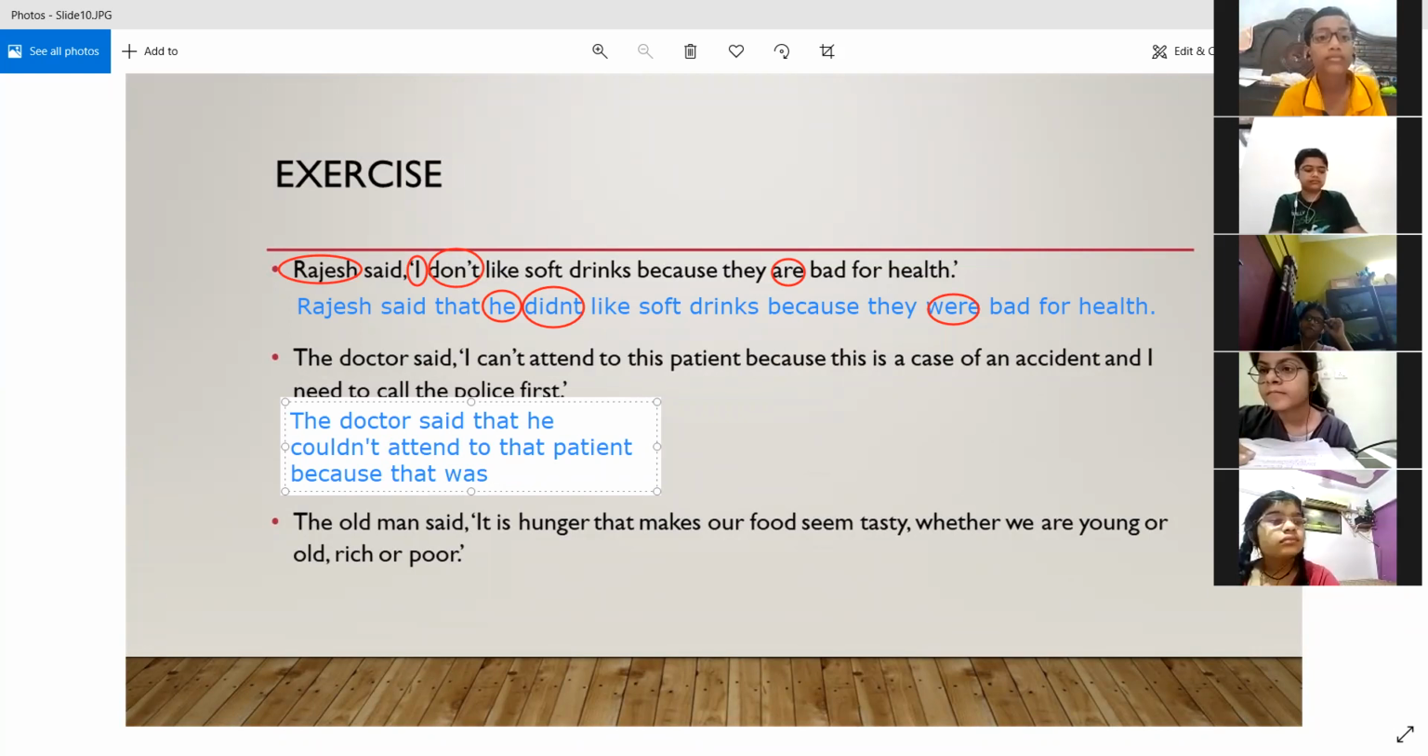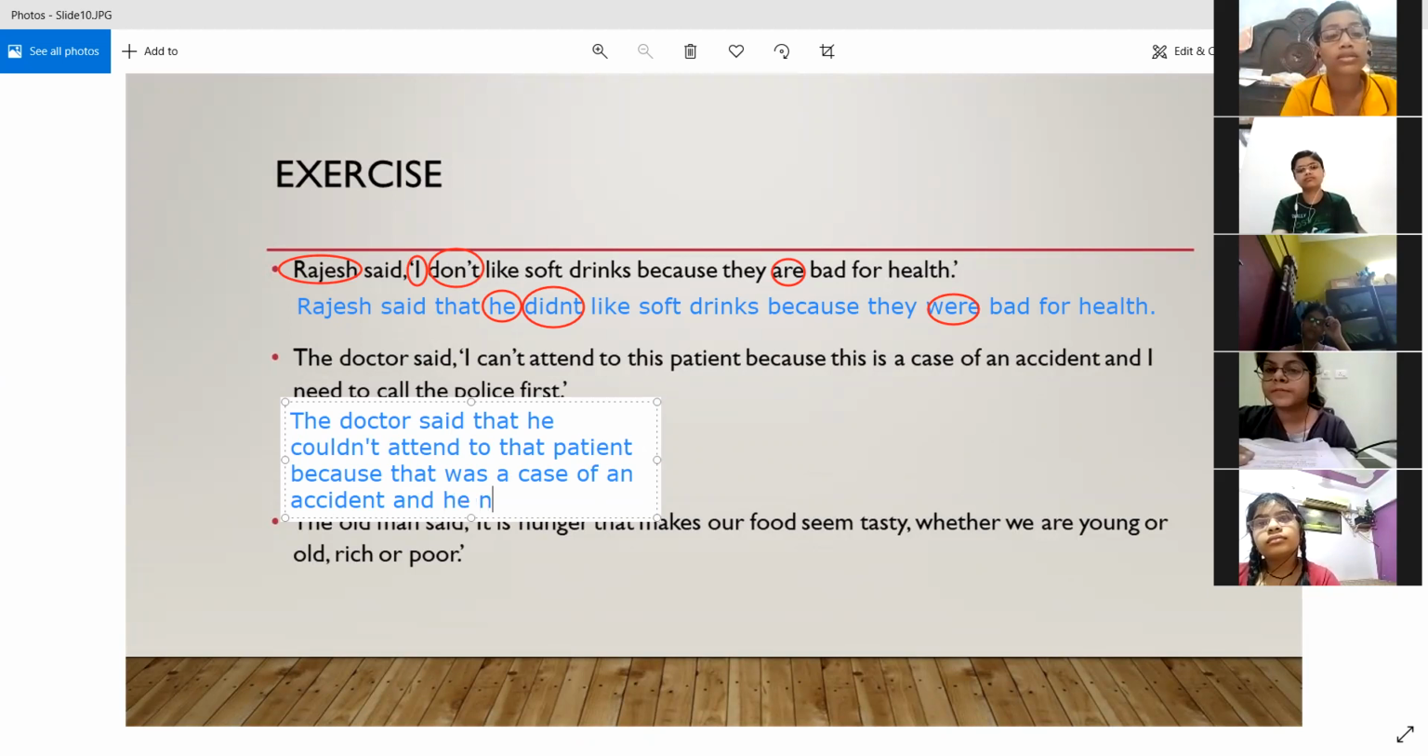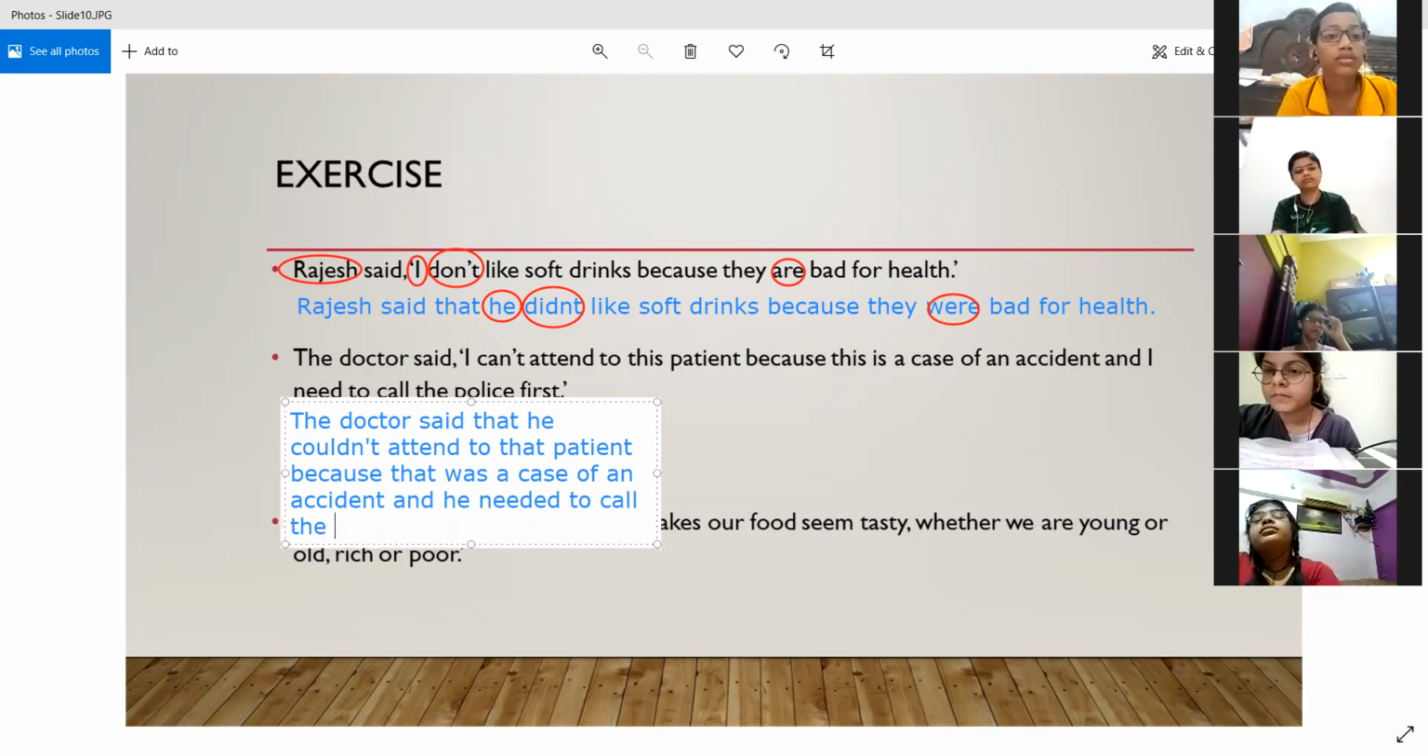So that was a case of an accident. And he needed to call the police first. So a lot of changes are there in the sentence, right? Let me expand this.